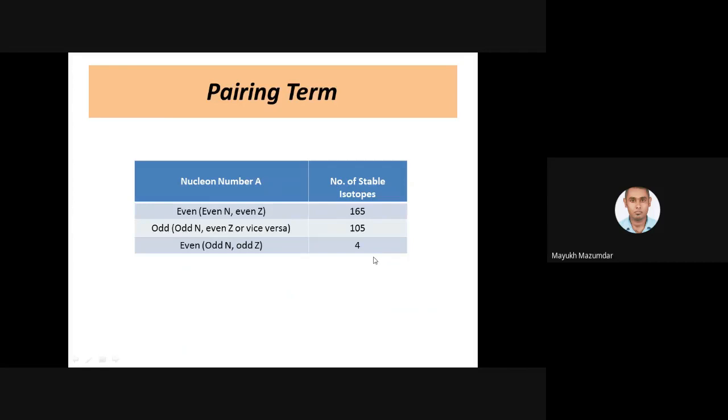So why is this disparity? Why is this thing happening? Odd-odd is only 4, even-even is 165. Nearly, not nearly, more than 41 times. Sorry, 41 times 4 is 164, is 165.